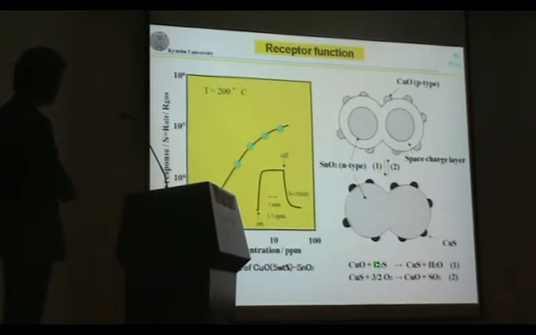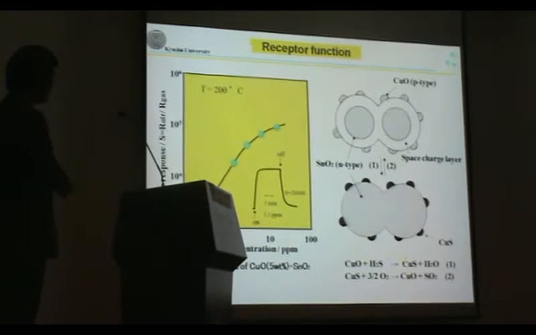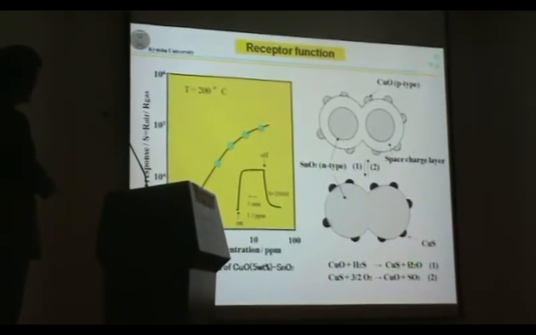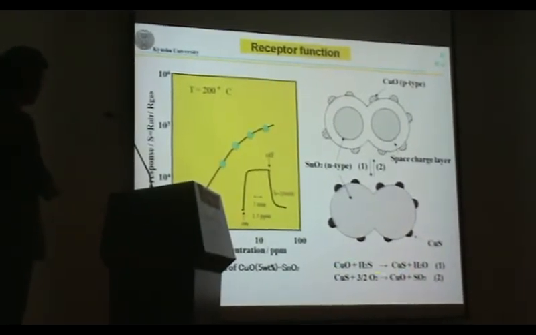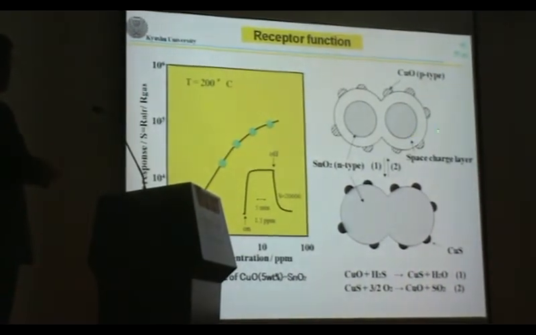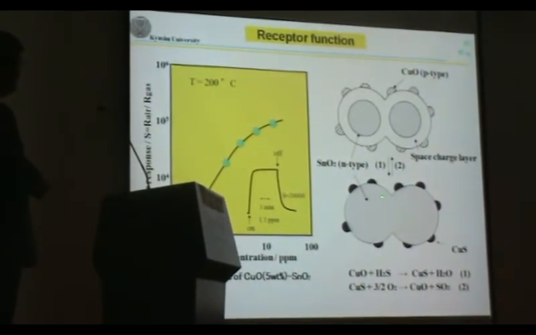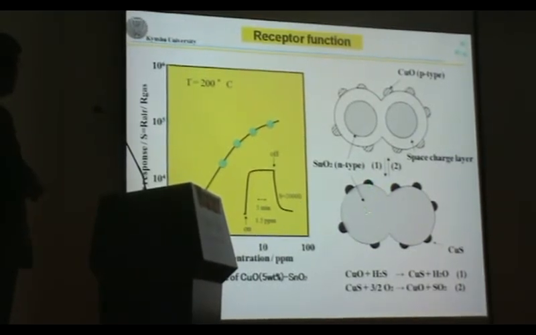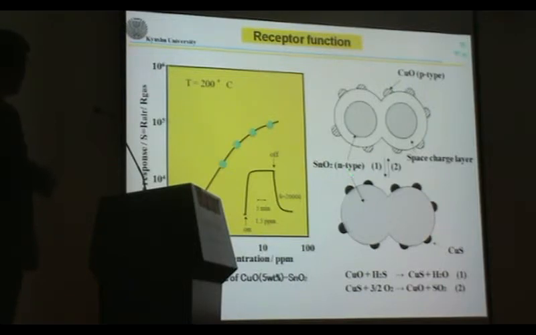This gas reacts with the copper oxide, so copper oxide changes to copper sulfide. Copper oxide is a semiconductor, but copper sulfide is a metal. So the P-N junction vanishes and changes to a metal-semiconductor junction. Finally, the resistivity changes drastically, so this sensor material can detect very low concentrations, maybe 1 ppb.